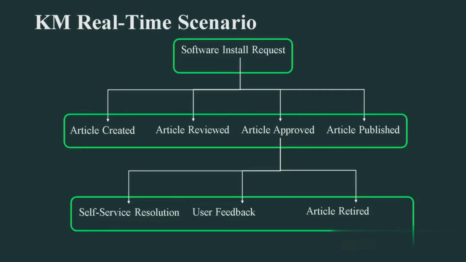Now I will explain by taking a real-time scenario: how to install a software request. First, the article is created, reviewed, and approved, and then the article is published. After publishing the article, we will use the knowledge article through self-service resolution. After that, we take feedback from the user, and if the article is no longer needed, then we retire the article.